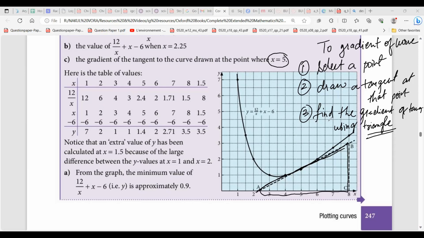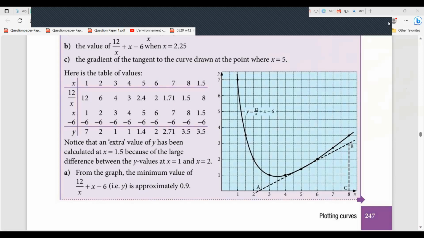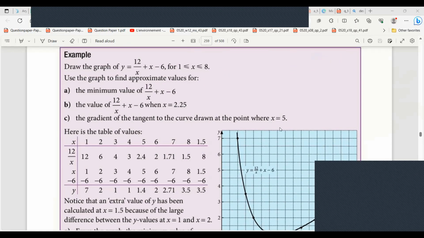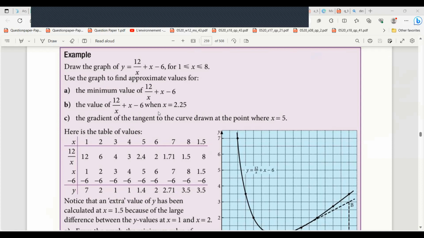Clear with this, both of you? Yes, sir. Okay, so that is one part, finding the gradient of a curve. Very easy, but a bit tricky at times. Next.